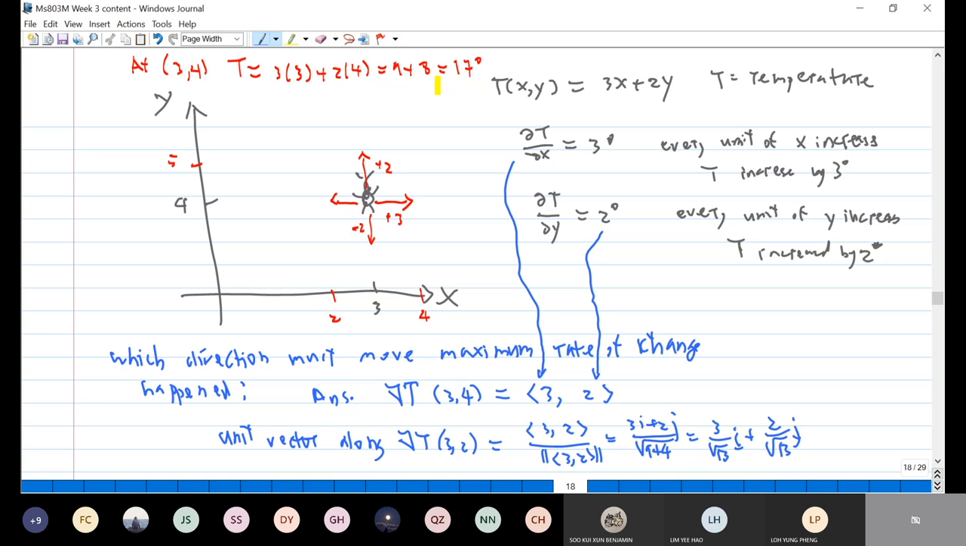I mentioned that this has to do with the dot product. The rate of change, the directional derivative. Let me go to something revised about vectors again. The directional derivative in the direction of u is actually del f dot with u.